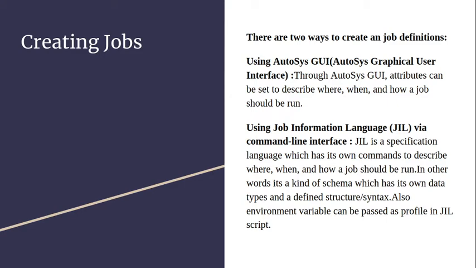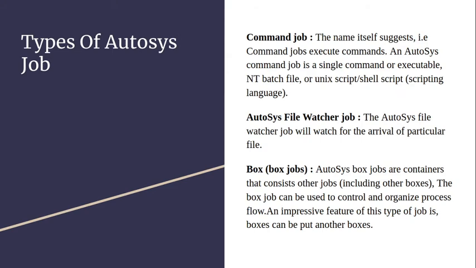So basically JIL is a specification language which has its own commands to describe where, when and how a job should be run. In other words, it is a kind of schema which has its own data types and defined structure and syntax. So now comes the point, types of jobs. Autosys jobs are divided into 3 parts. Number one is the command job, number two is the file watcher job, and last one is the box job.